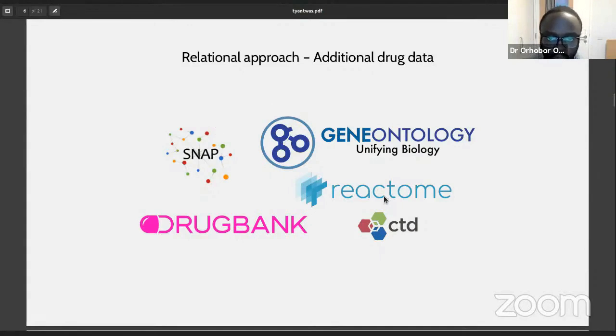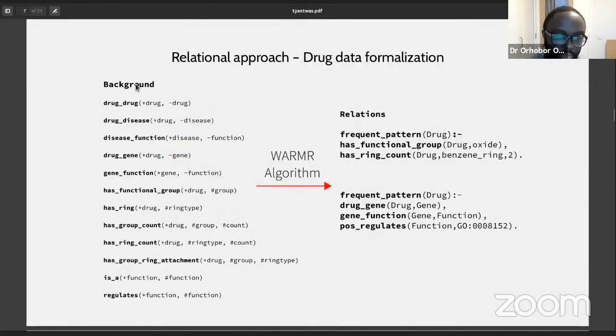So from Reactome, we got pathways. From DrugBank, we got known drug targets, and so on and so forth. And then we formalized all of this as predicates in first order logic. We formalized all the knowledge we had for every drug as predicates in first order logic. And then we learned frequent patterns on this data, right? And these relations look something like this, which I'll talk more about in a few minutes.